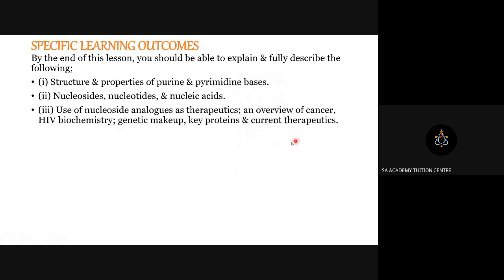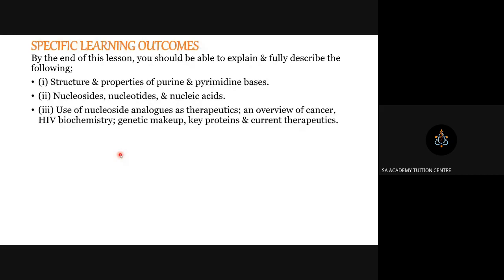By the end of this class, you should be able to tell us the use of the nucleoside analogues. An analog is a compound that looks similar to another compound. In this case, we know what nucleosides are, so we have nucleoside analogues. These are drugs that are used in HIV. That's why we're talking about HIV biochemistry. So the use of nucleoside analogues as therapeutics. Therapeutics means applying the pharmacology in the treatment of diseases.